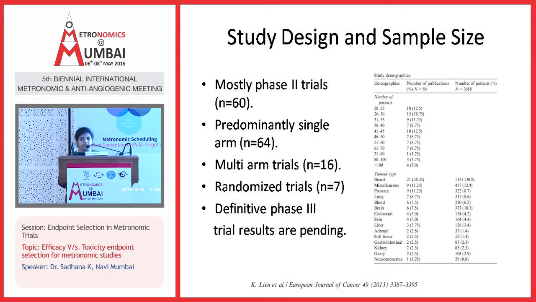Coming to the design and the sample size, most of these studies were in the phase 2 setting, where 60 out of 80 published studies were phase 2 designs, and they were predominantly single arm. Multi-arm trials were very few, that is 16, out of which randomized trials were only 7. The study was published in 2013, and there were no definitive phase 3 trial results at that point of time. If you look at the sample size, most of them were around 40. The different sites considered are given at the bottom of the table.